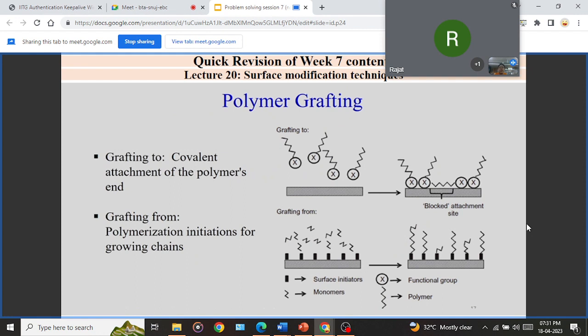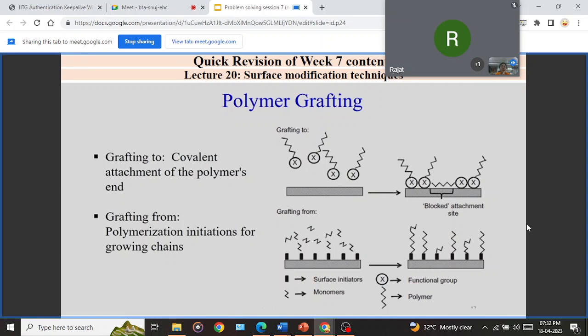Again, polymer grafting. There are two types of polymer grafting: grafting to and grafting from. In case of grafting to, there is the covalent attachment of the polymer's end, whereas in case of grafting from, the polymerization initiation for the growing chain occurs. You can distinguish both of these from the figure given right next to it.